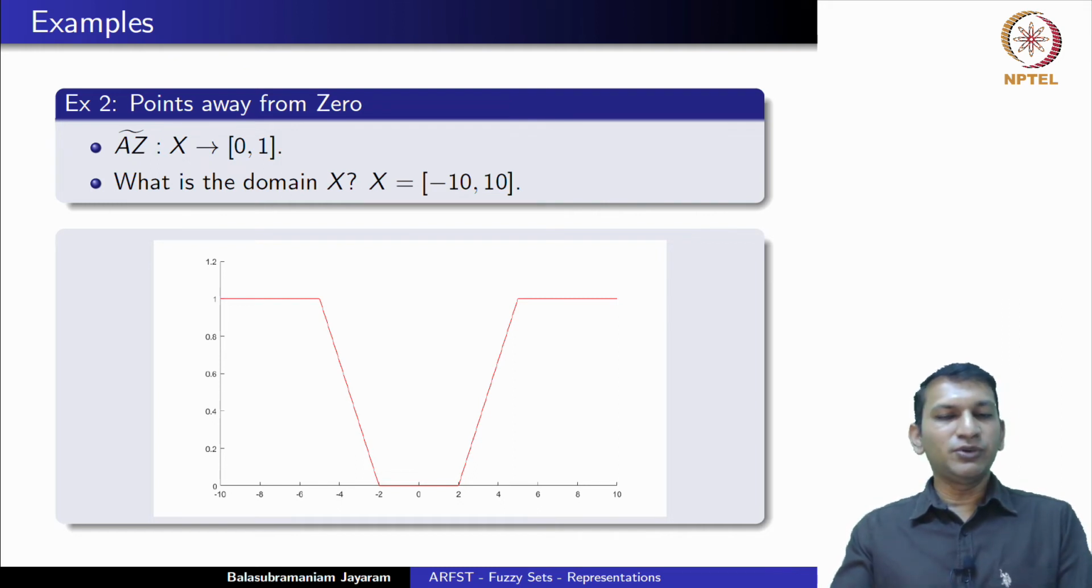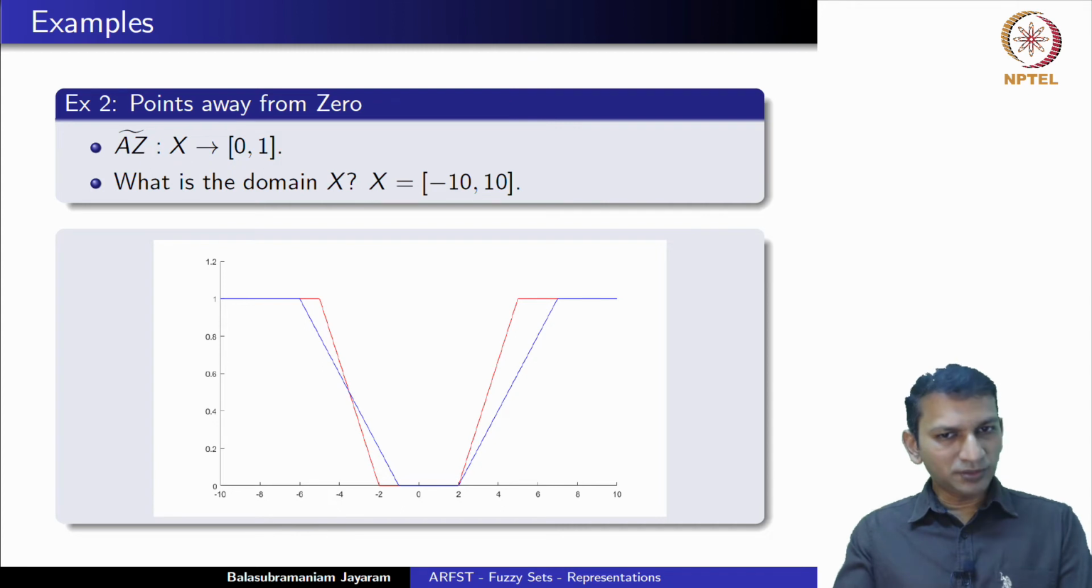Perhaps how you have represented may not look like this, but as long as you have a justification, it should be fine. We could also draw another graph like this, another function from -10, 10 to 0, 1, which might capture, according to you, the concept points away from 0. Please note here that this function is not symmetric. However, if this is warranted in the context that you are trying to capture this concept, then so be it.